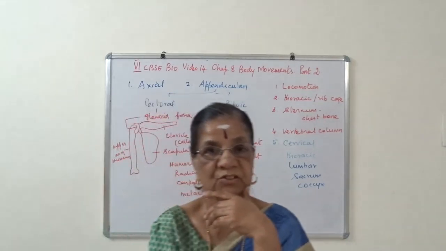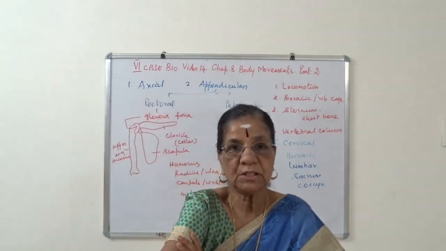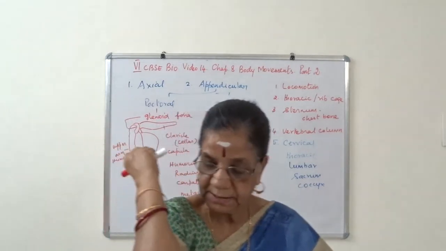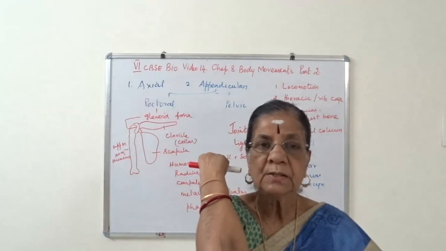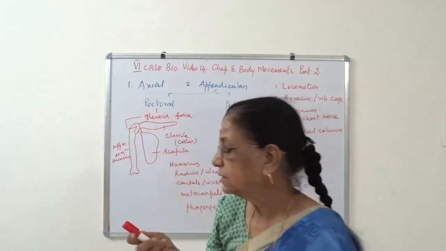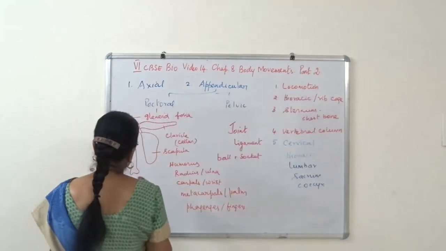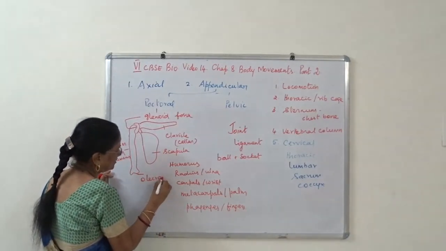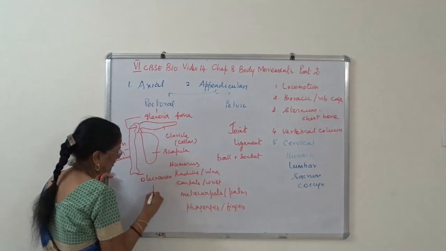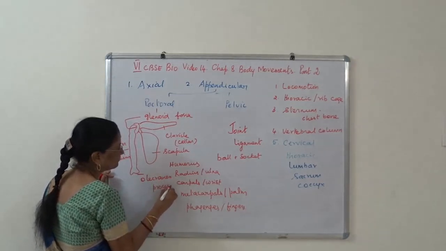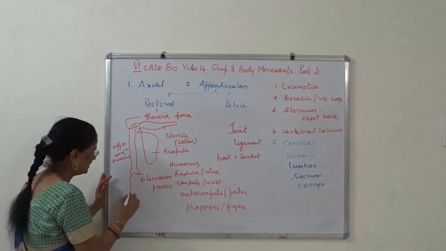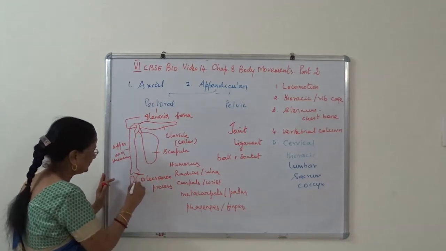Bones of the upper arm: a long rod-shaped bone called upper arm or humerus, ending in the olecranon process. The elbow is called the olecranon process. This is not in our book, so you should know it. Right? Olecranon process and then radius and ulna.